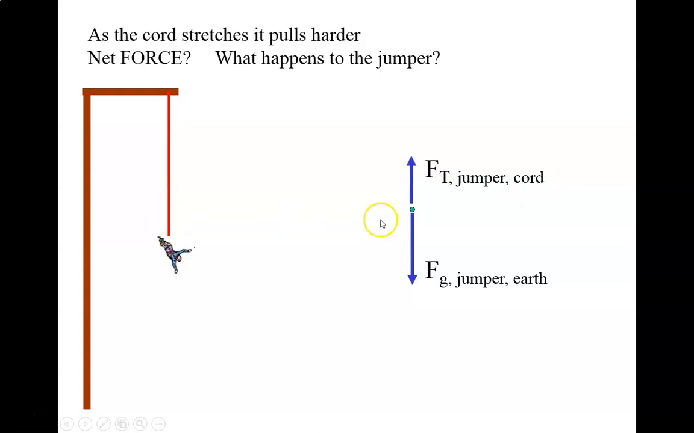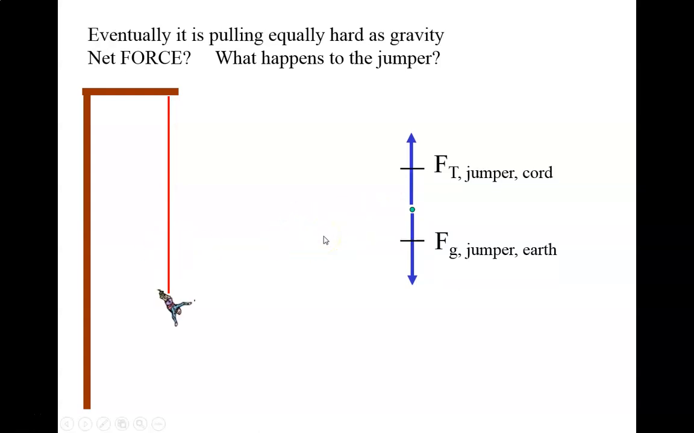And in the process, he stretches the bungee cord. Now what happens to the bungee jumper's speed now? Well, what's the direction of the net force? Down. What's the direction of motion? Down. What's going to happen to his speed? He's going to speed up. And eventually he stretches the bungee cord until the forces are balanced. So now the force of tension going up is equal to the force of gravity going down.